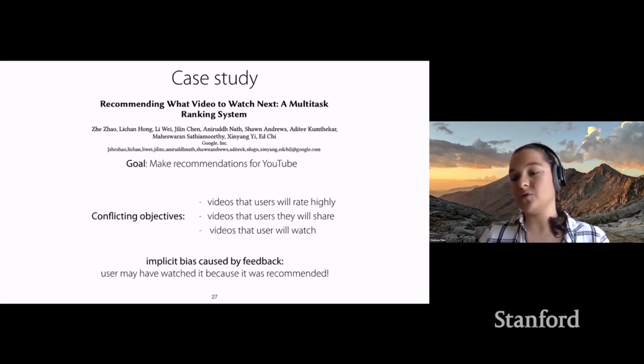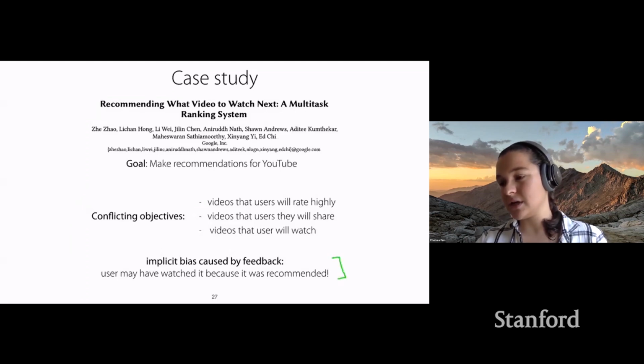Another challenge that comes up is that there's also some amount of feedback. The user may have watched a video because it was recommended, and if it wasn't recommended, they wouldn't have watched it. This makes it more difficult to leverage data when the recommendation system was actually in the loop of that data collection. This isn't a problem that they address in this work, but it can be addressed with some of the reinforcement learning techniques that we'll talk about later in the course.